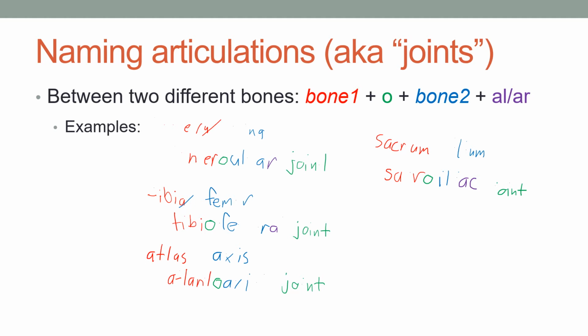The good news is, however, going in the other direction is not that hard. If somebody gives you the name of a joint, it's very easy to figure out which two bones made that up: sacrum and ilium, tibia and femur. But seeing the two bones and trying to remember the name of the joint does require a little bit of memorization.